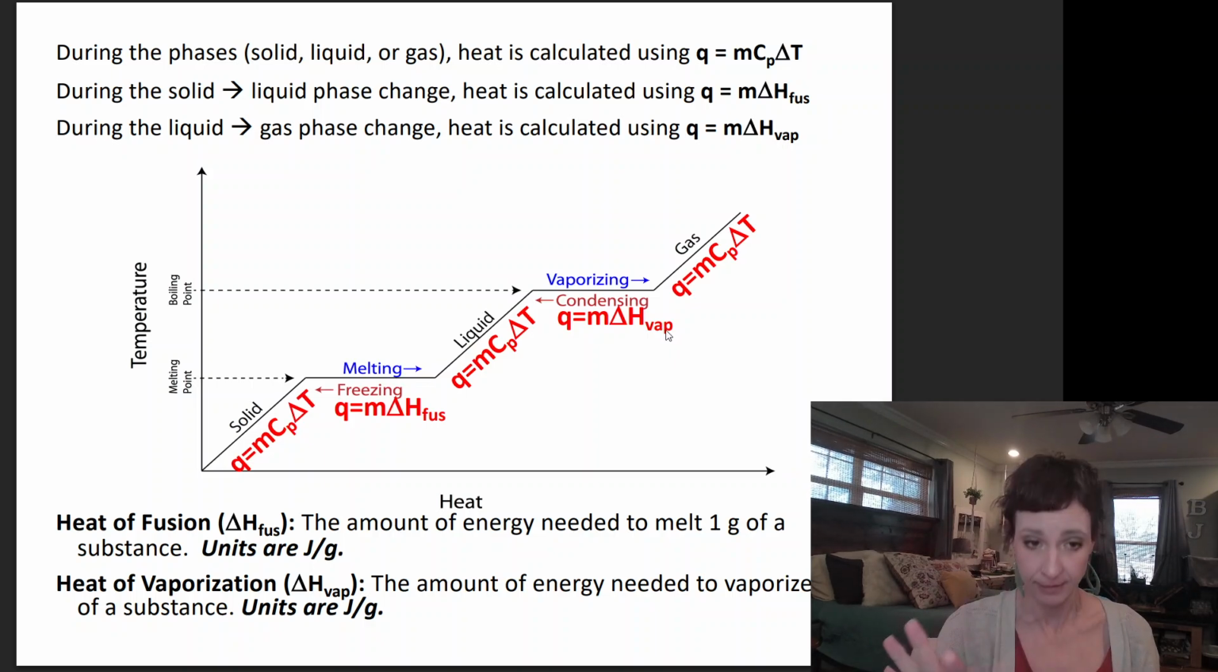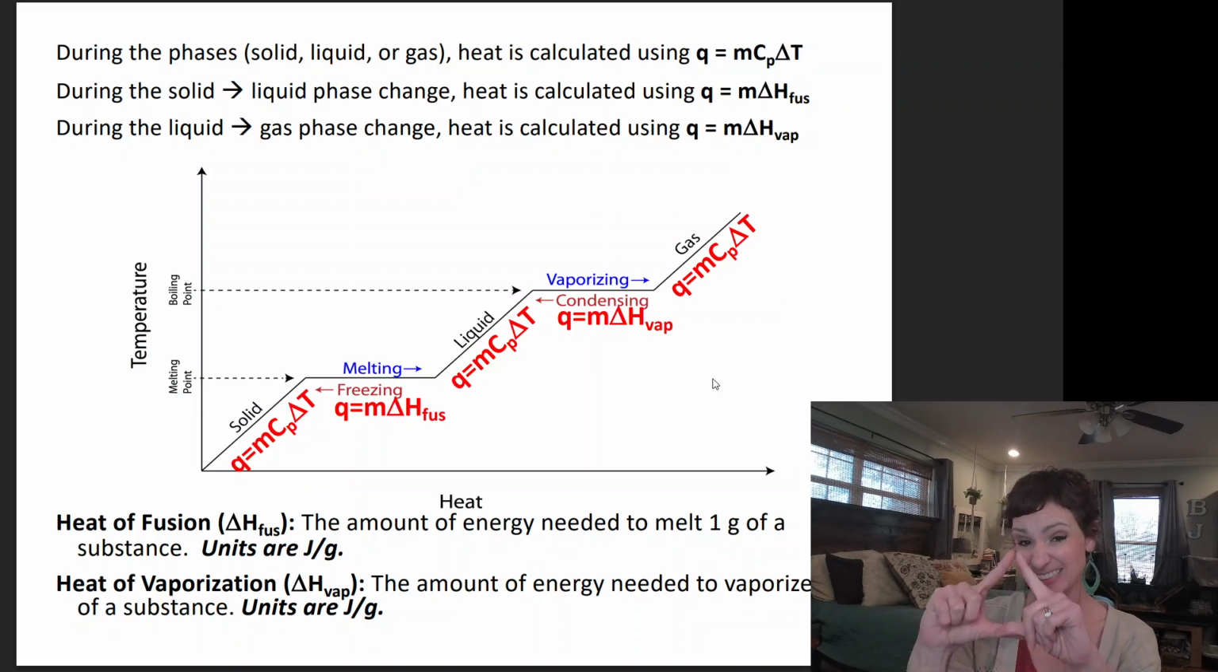Technically, the heat of fusion is what the delta H of fusion is, and that's just the amount of energy needed to melt 1 gram of a substance, okay? The heat of vaporization is the delta H of vaporization that I see up here, and that's just the amount of energy needed to vaporize 1 gram of a substance.